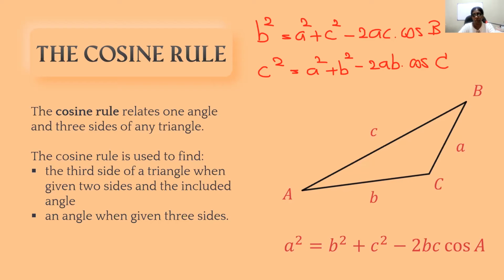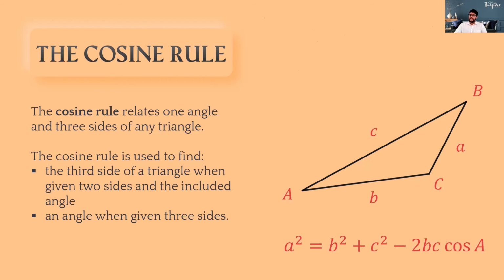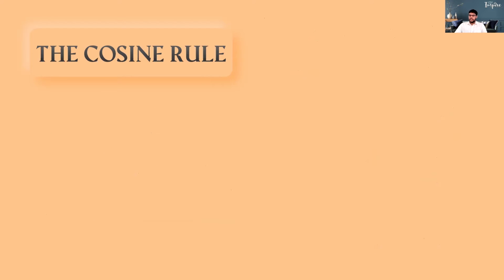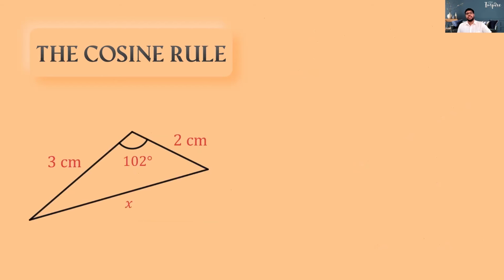Okay, children, now let's look at an example. Then this will be even clearer, right? Here's a triangle. We know two sides and the included angle in the middle. Can you see? We have 3 centimeters, 2 centimeters, and a 102-degree angle. X is the opposite length which we need to find.